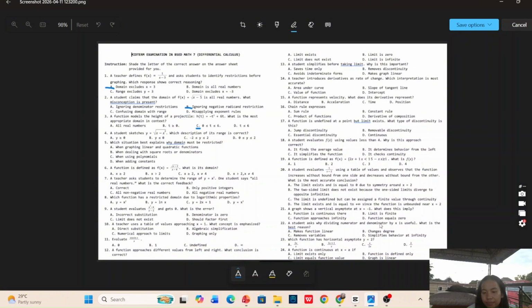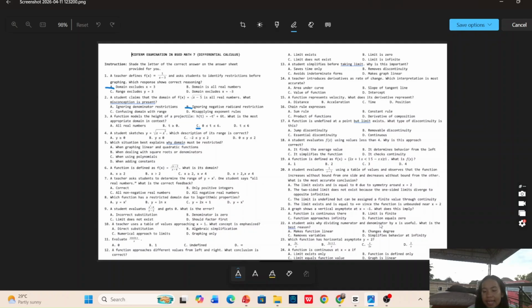Number 22. A student asks why dividing numerator and denominator by x is useful. What is the best reason? A, makes function clear. B, changes degree. C, removes variables. D, simplifies behavior at infinity. So the correct answer for 22 is letter D. Dividing helps understand behavior at infinity.